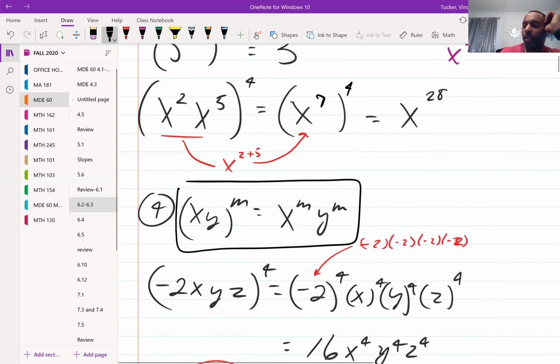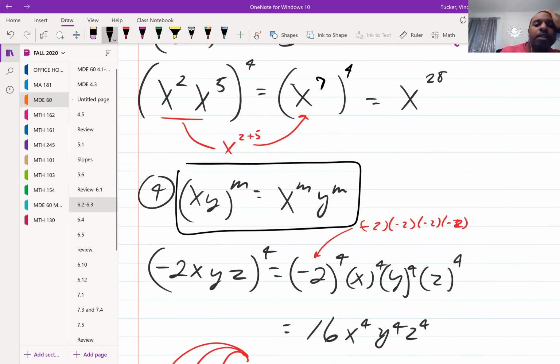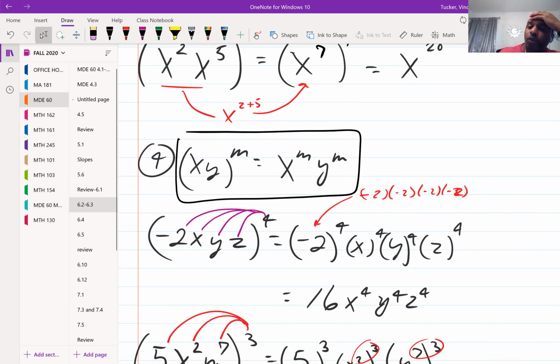So the next rule: xy raised to the nth power. If I have negative 2xyz raised to the 4th power, that 4th power needs to be applied to each one of those terms. So that'd be negative 2 to the 4th power, x to the 4th power, y to the 4th power, and z to the 4th power. And then negative 2 to the 4th power is just negative 2 times itself 4 times, and that gives us a positive 16. So that'd be 16 x to the 4th, y to the 4th, z to the 4th.